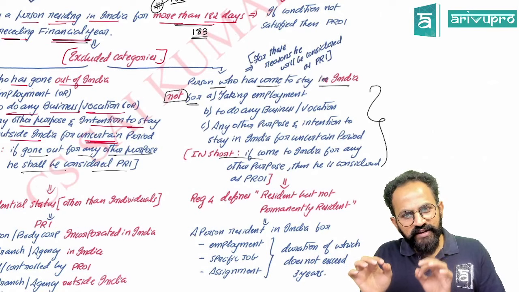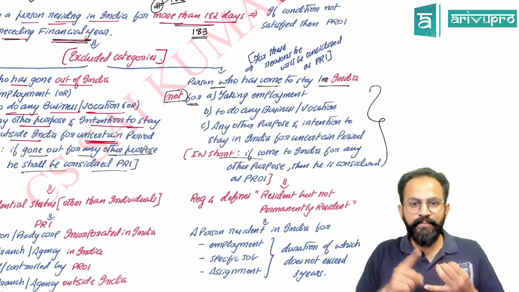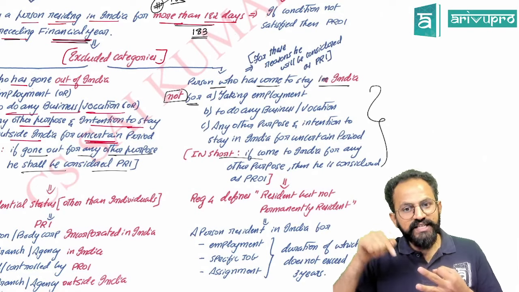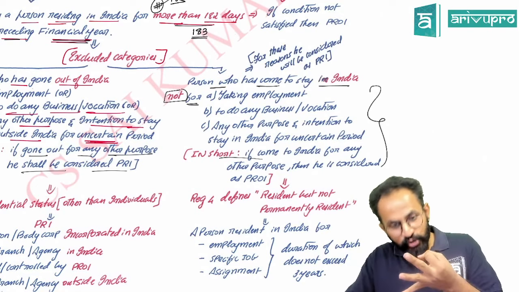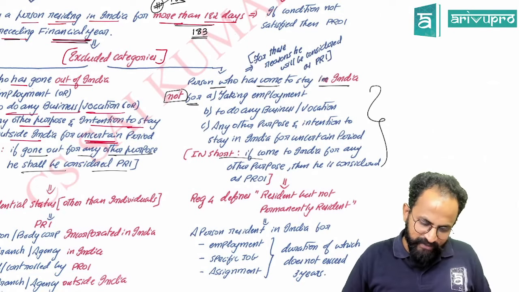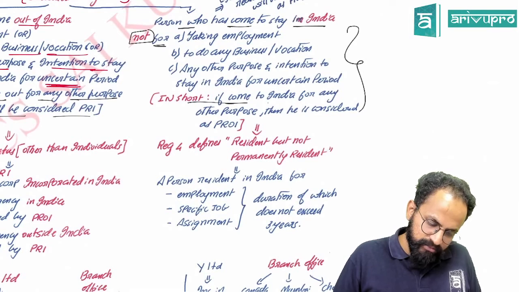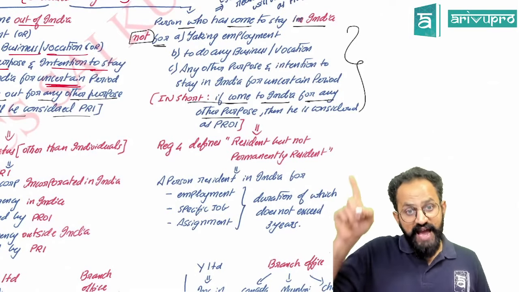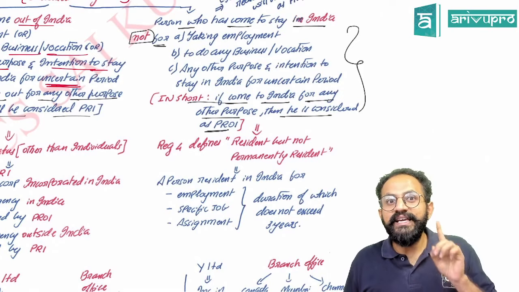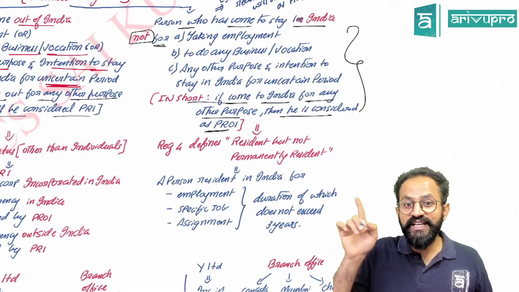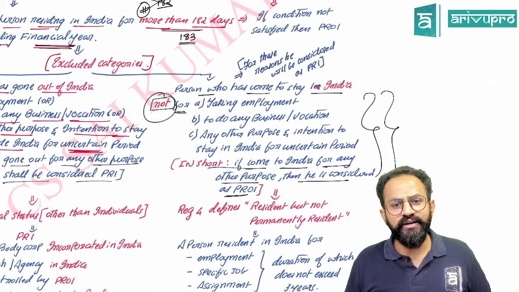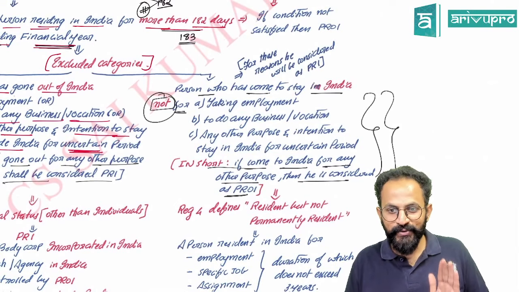So a person who has come to stay in India not for employment, not for business, not for an uncertain period, is excluded. If a person has come to India for employment, to do business, or to stay for an uncertain period, then he is included. Listen here. In short, if a person comes to India for any purpose other than this, he is considered as PROI. If he comes for any of these three purposes, he is considered as PRI. Why? Because these three are not excluded. Anything other than these three is excluded, but these three are included. Clear? All of you?